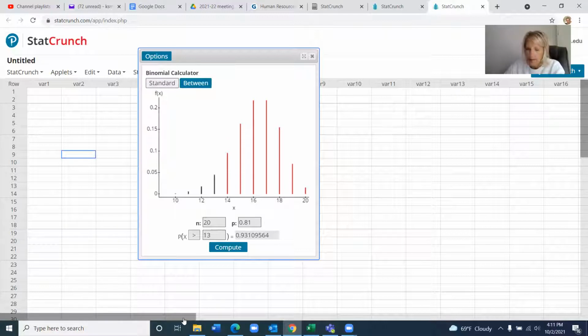Letter D says, we said it was less than or equal to 13. Compute. And that is equal to 0.0689. And then E is greater than or equal to 18. And that is 0.2386.